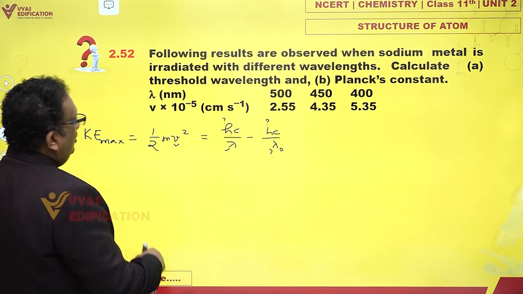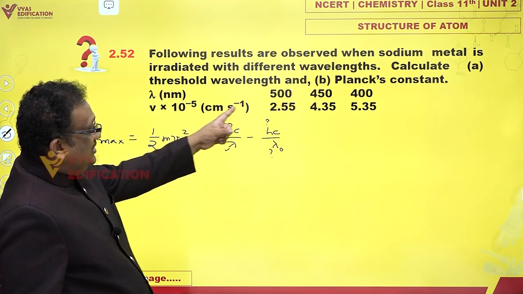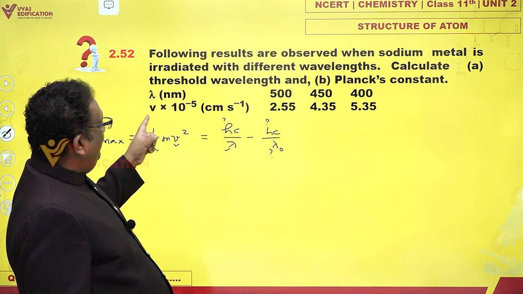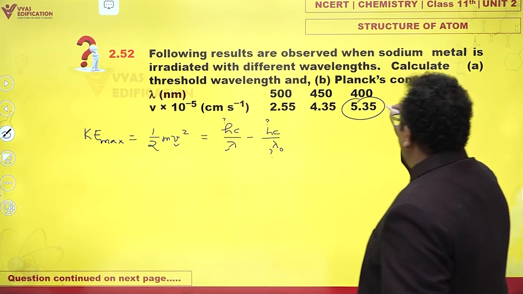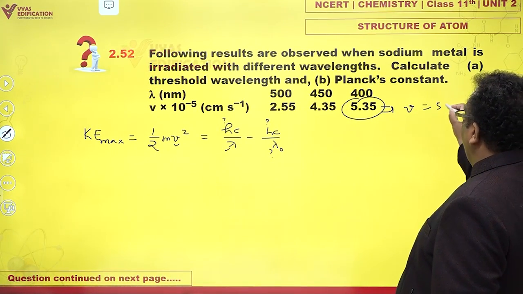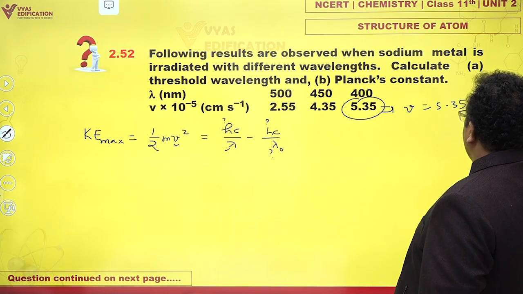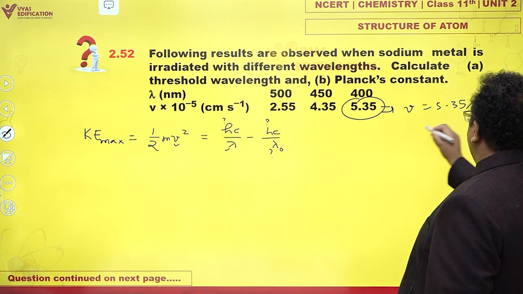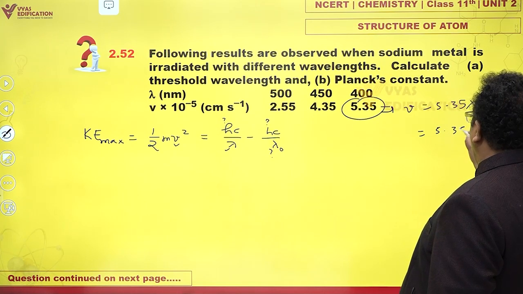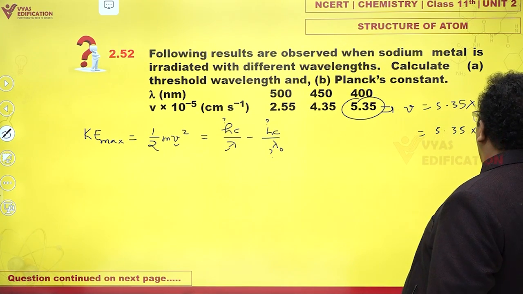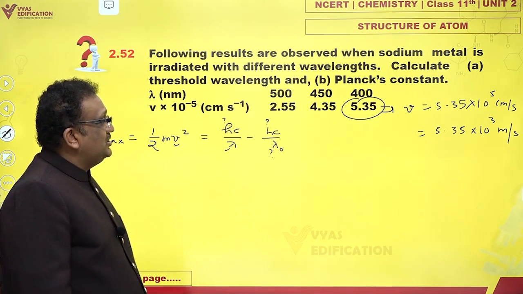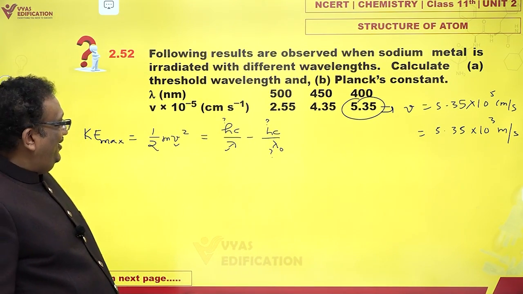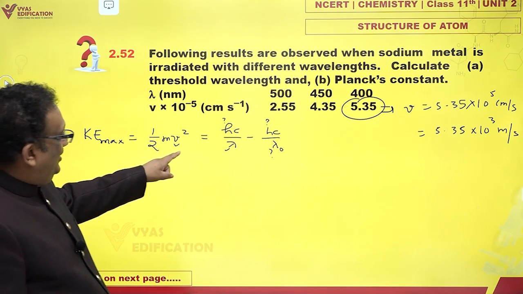Please note, nanometers, this is the wavelength, and when you are given V into 10 to minus 5 is so many, I'll just give you this example. It means V is equal to 5.35 into 10 to 5 centimeters per second, or 5.35 into 10 to 3 meters per second. This is how you should calculate the velocity. Okay. I have the velocity, I have lambdas.